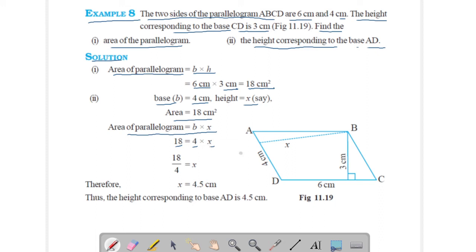From here find the value of x. The x will be 18 upon 4, and if you simplify it, I will get the value of x equal to 4.5 centimeter. Thus the height corresponding to base AD is 4.5 centimeter. This is your answer.